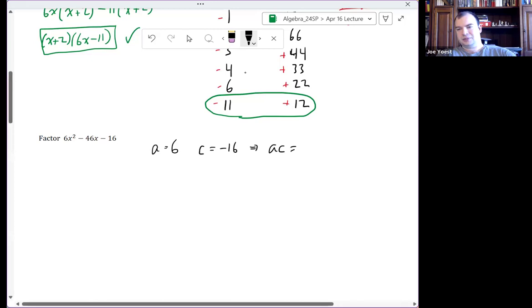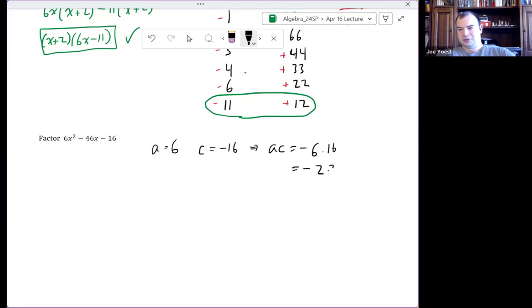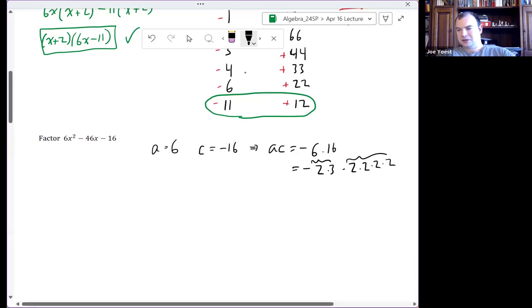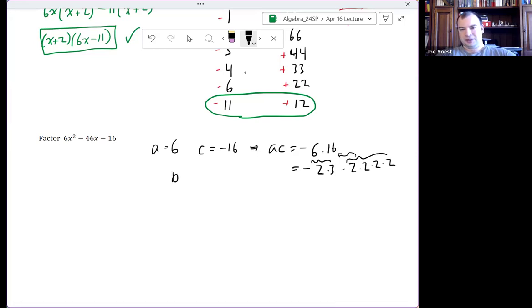So I see that a times c is negative. What's -6 times 16? But I'm going to write that as -2 times 3 for the 6, and then 16 is 2 to the 4th power. So I have 4 factors of 2 coming from that 16. And remember that I'm looking for two numbers that multiply to a times c and that add to b, which is -46.